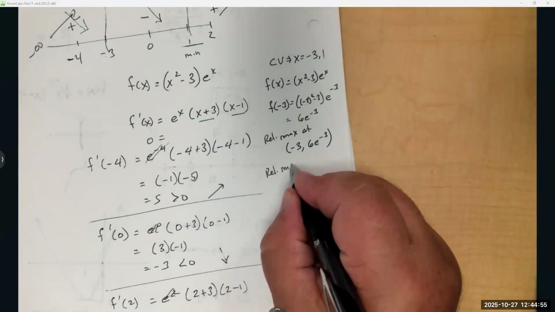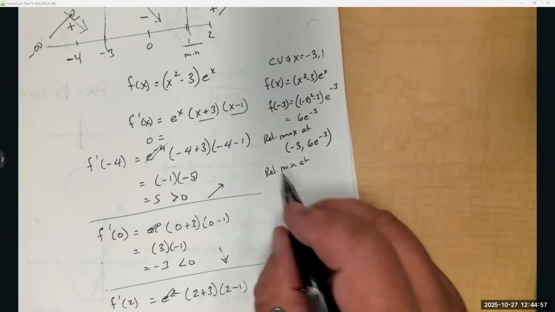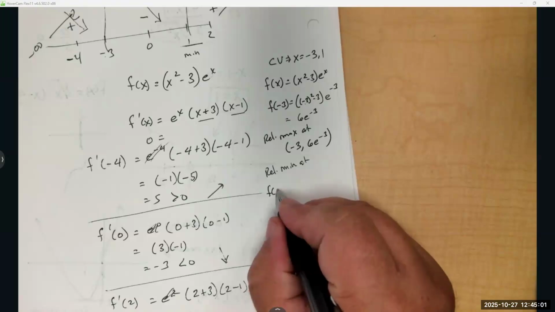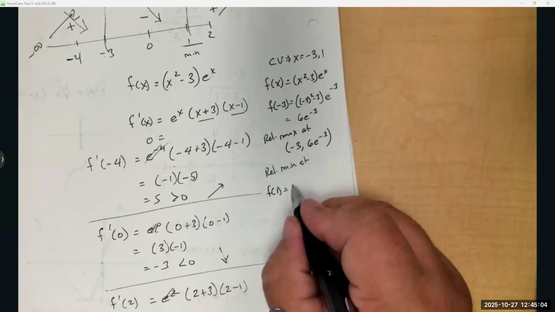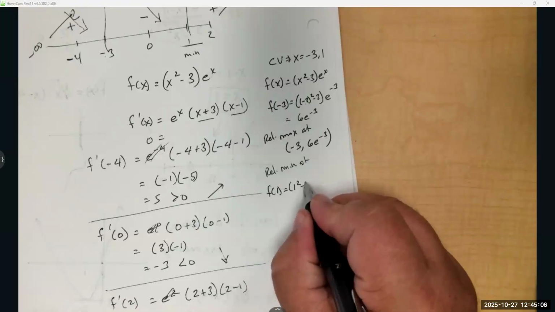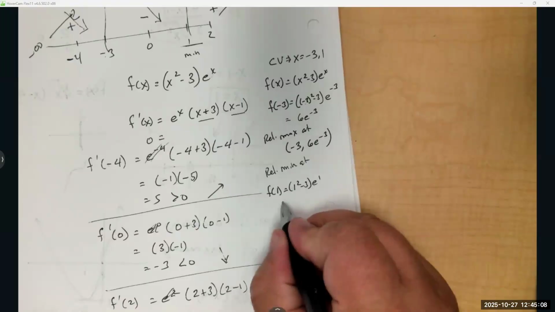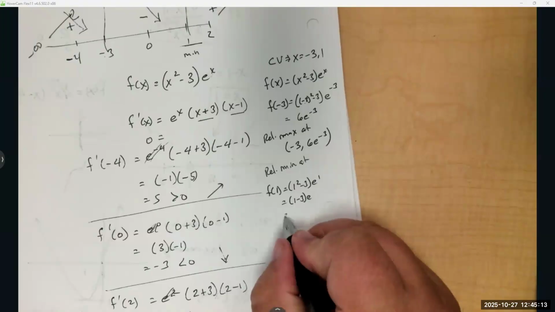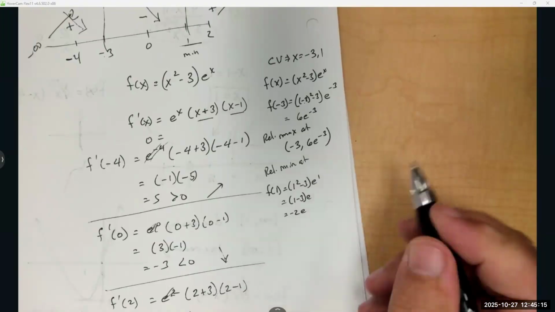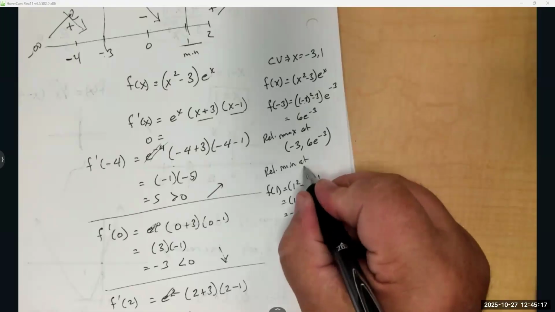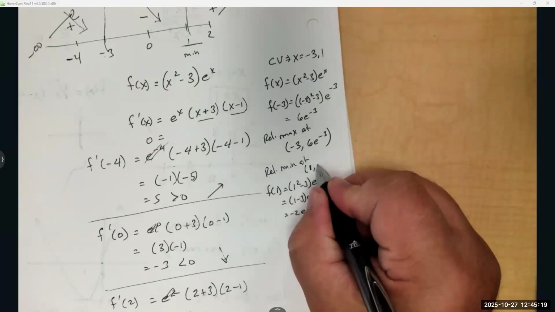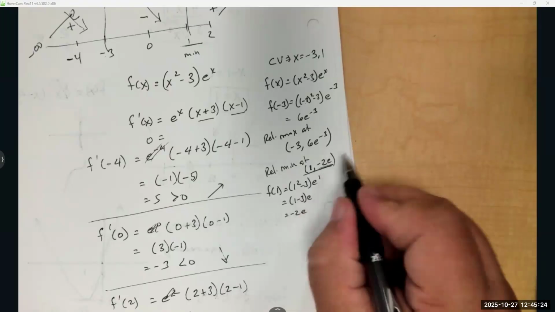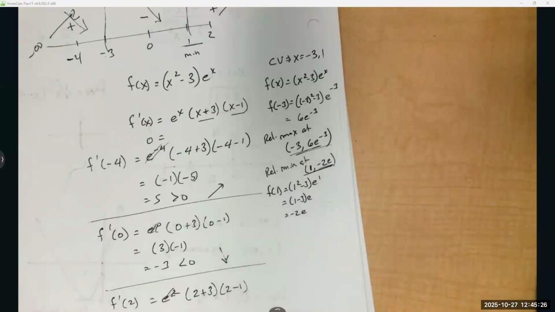The relative minimum will be at, oop, I haven't worked it out yet, at 1. So it's 1 squared minus 3, times e to the power 1: 1 minus 3 is -2, so negative 2e. So there's my relative minimum, there's my relative maximum, the extrema points.